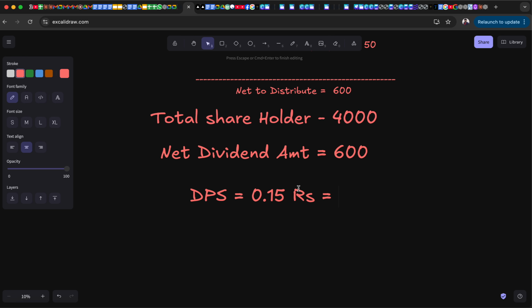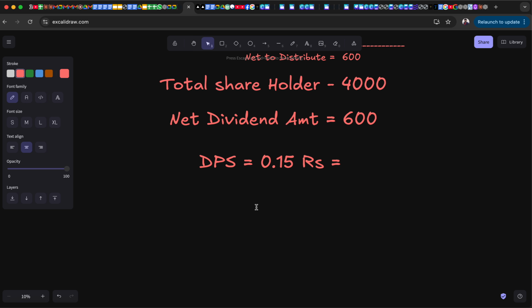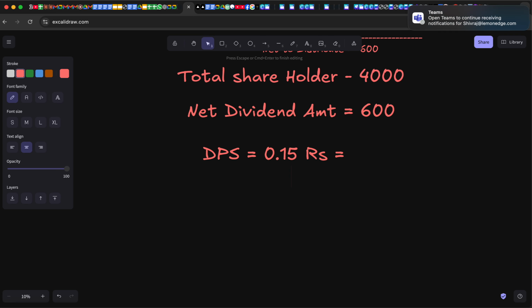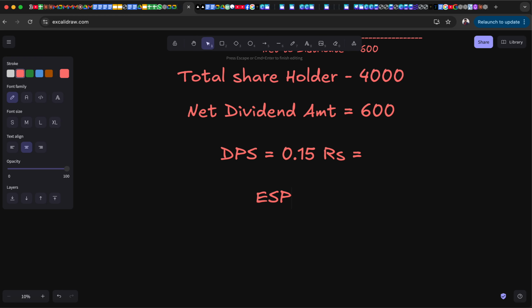All right. So this DPS amount, you need to convert into a percentage, and to calculate yield, the base would be the market price per share. You divide the dividend per share by the market price per share, into 100, because basically the dividend per share amount you need to convert into a percentage, as simple as that.